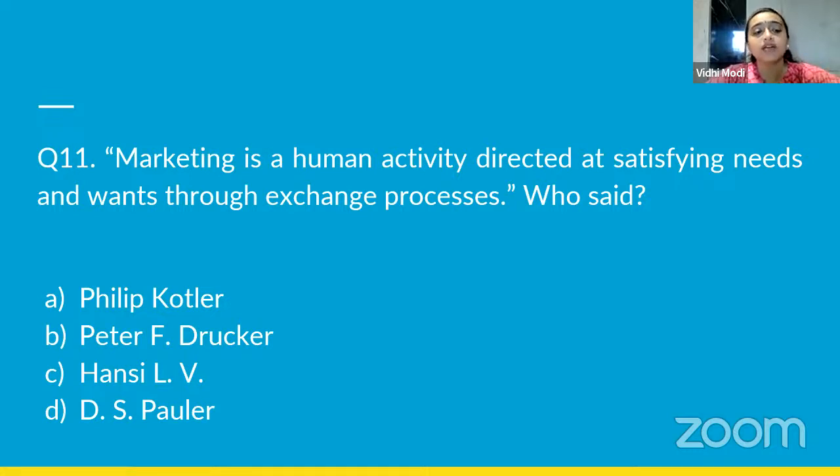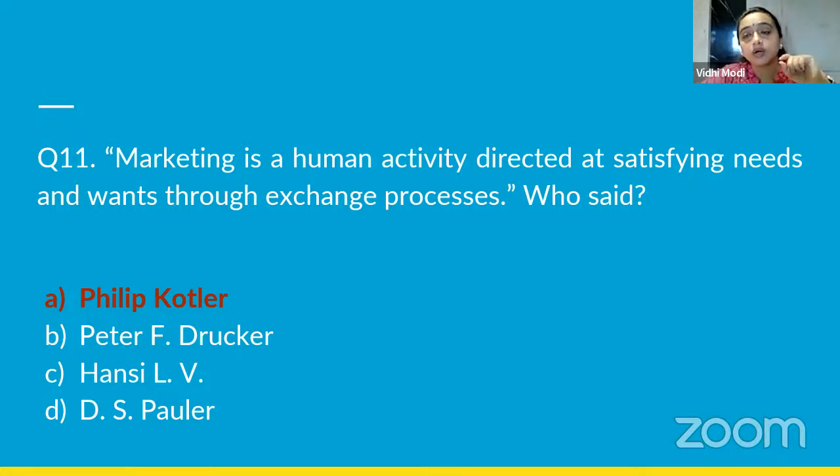Moving ahead, we have, marketing is a human activity directed at satisfying needs and wants through exchange processes. It is said by whom? One thing that you should know is that the father of marketing is Philip Kotler, right? So when you have him as one of the options, of course, with these kinds of questions, one is just guesswork. But I'm saying, even if you're doing guesswork, you should do it with some sort of logic. So the answer here is Philip Kotler, right? He is the one who speaks about it.